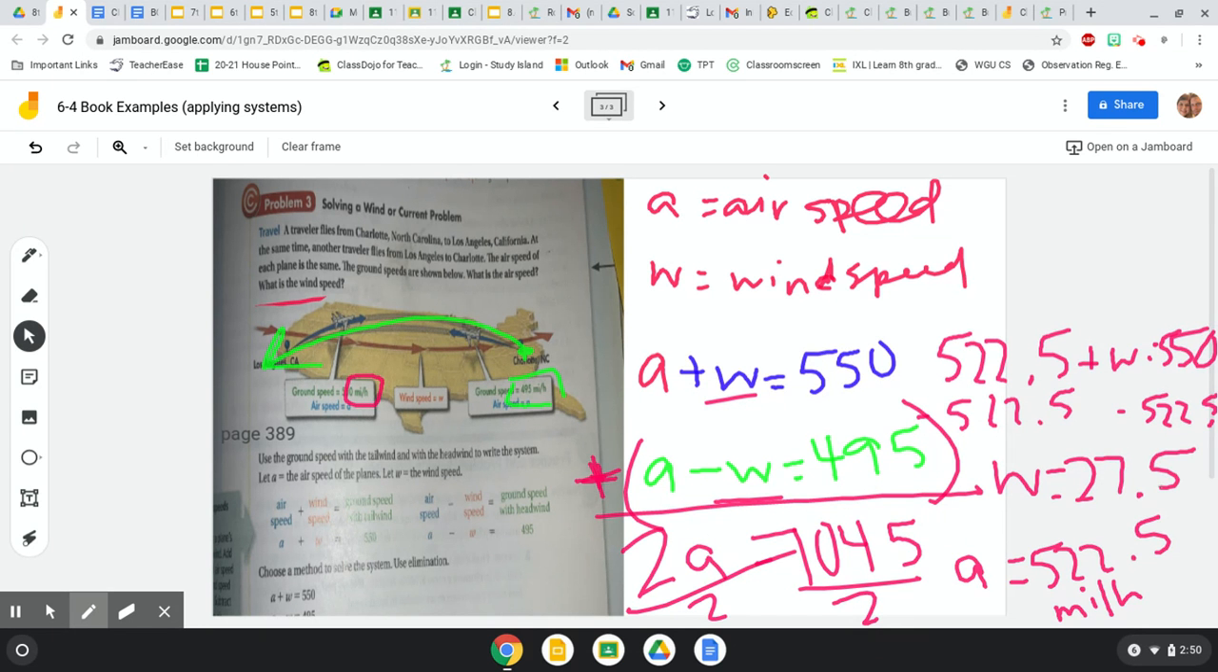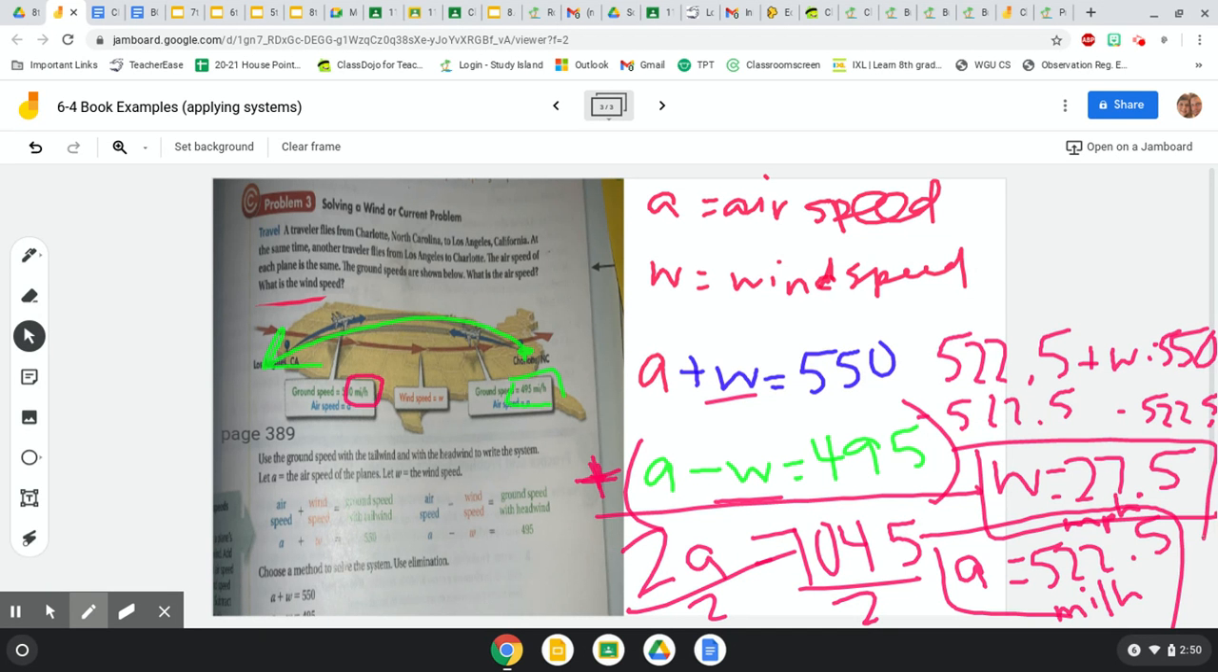And again, that's miles per hour. So I'm going to put MPH here. Don't forget to label. I know mine's a little sloppy, but just don't forget to label that miles per hour. Okay. So at this point, again, I could substitute in A and W into both of the equations and make sure that it actually works out.